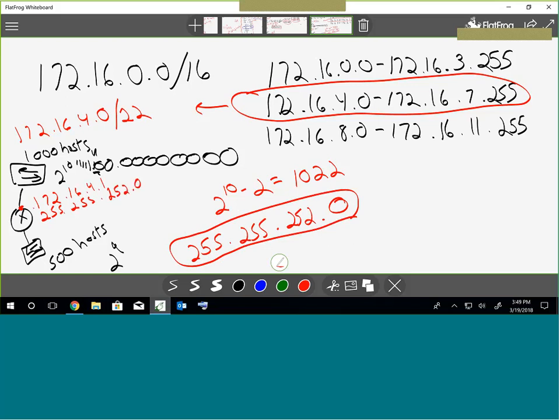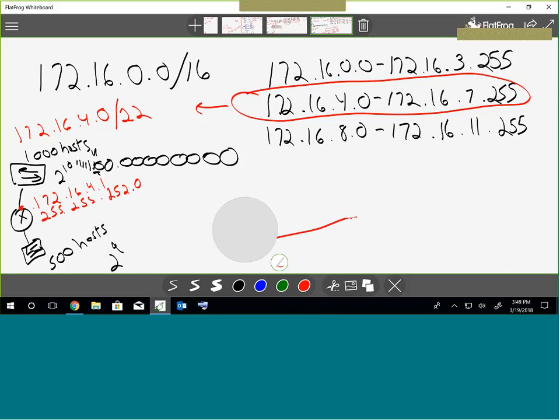172.16.4.1 with a mask of 255.255.252.0. Okay? Now what we could do is take one of these other subnets and borrow one additional bit. If we borrow one additional bit here, what is 2 to the 9th? 2 to the 9th is 512, right? Yes. So if we just borrow one more bit, in other words, we go from a /22 down to a /23, our variable becomes 2, right?